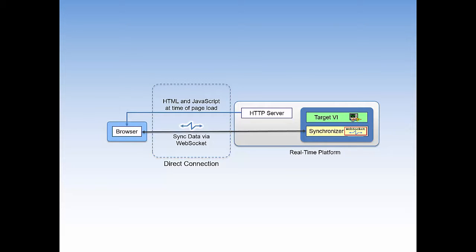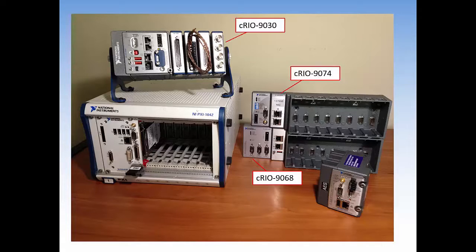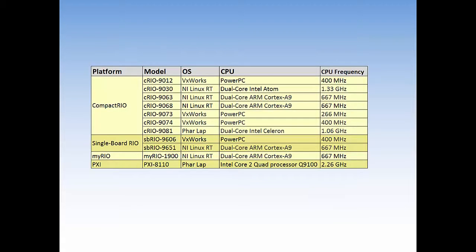LabSocket-E has been tested on a range of National Instruments real-time controllers. As shown in our demo, LabSocket-E is compatible with the CompactRIO 9068. It's also been tested with the CompactRIO 9030, 9074, 9012, a PXI 8110, a single-board RIO 9606, and more. A list of all of the controllers that have been proven to work with LabSocket-E as of January 2017 is presented here. This table shows that LabSocket-E works with controllers having disparate performance levels and that it's compatible with each of the operating systems available for real-time controllers.